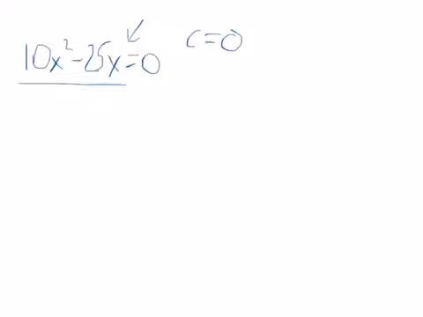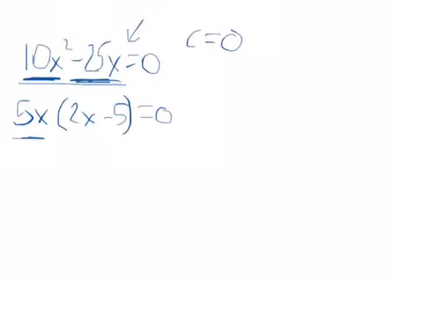And I notice that a 5 goes into both of these and an x goes into both of these. So I'm going to factor out a 5x. So let me see, 5x, and if I divide this by 5x, I'm left with a 2x minus, and if I divide this by 5x, I'm just left with a 5 equals 0. Now this is in factored form. I have these two things multiplied together that equal 0.